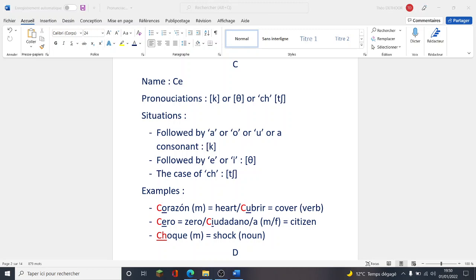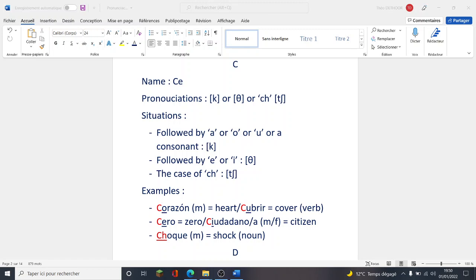The second line example follows the second line situation. So the first word is cero, and it means zero. And the second one is ciudadano or ciudadana. That can be masculine or feminine in Spanish, and it means citizen.